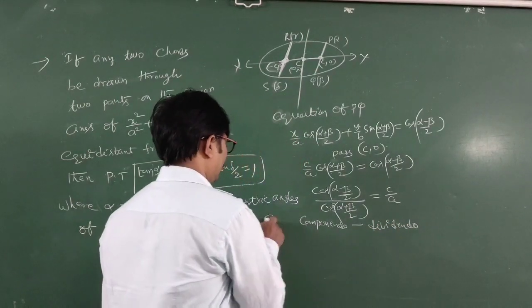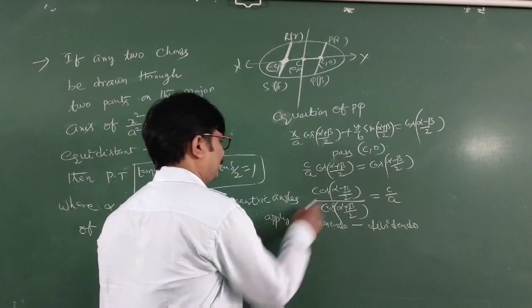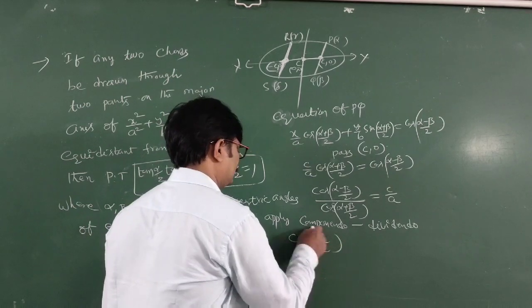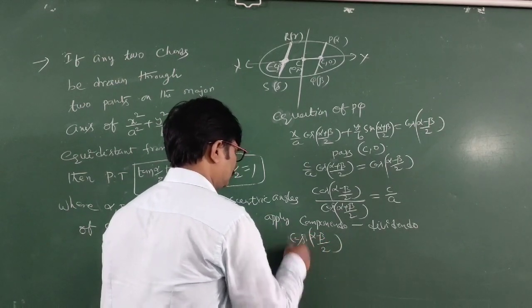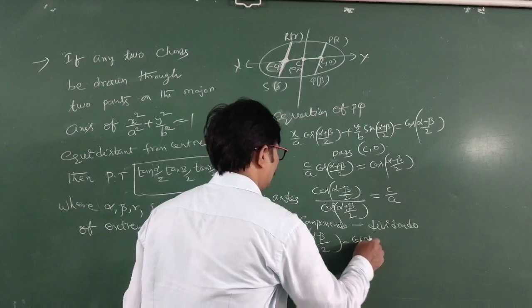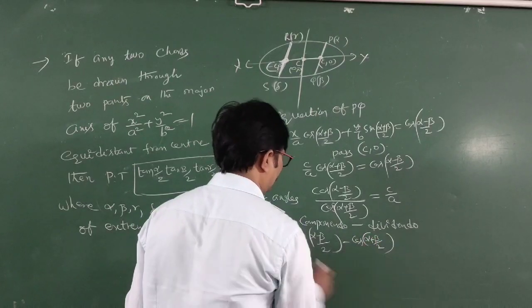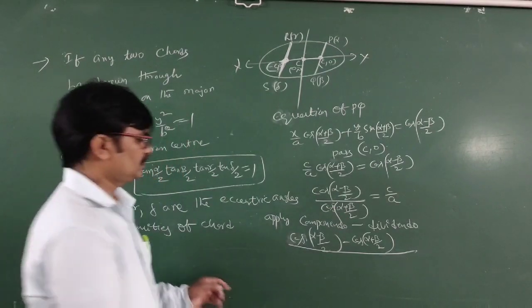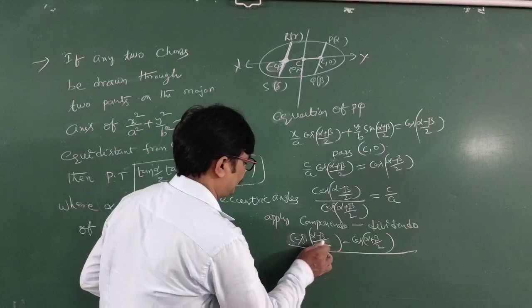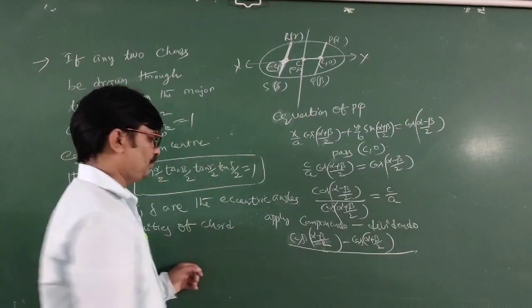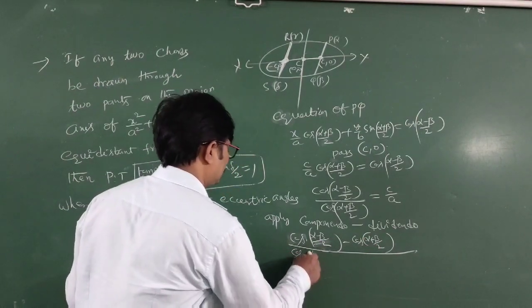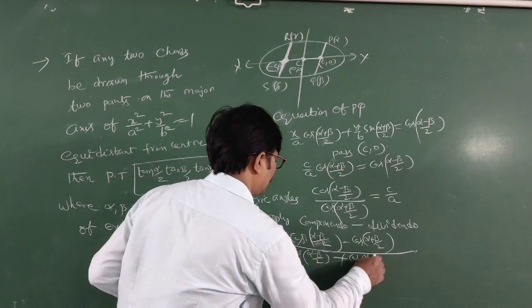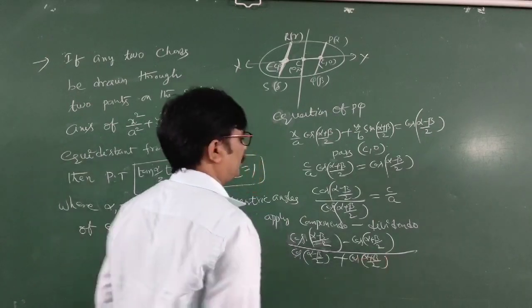Apply the method. Apply componendo dividendo on both sides. This is cos of (alpha minus beta)/2 minus cos of (alpha plus beta)/2, upon, taking the plus sign between them, cos of (alpha minus beta)/2 minus cos of (alpha plus beta)/2 over cos of (alpha minus beta)/2 plus cos of (alpha plus beta)/2.